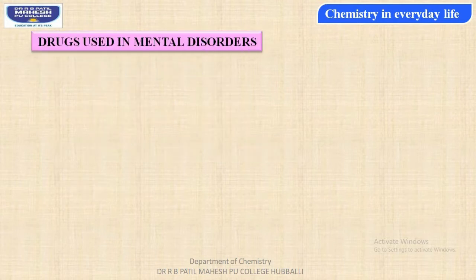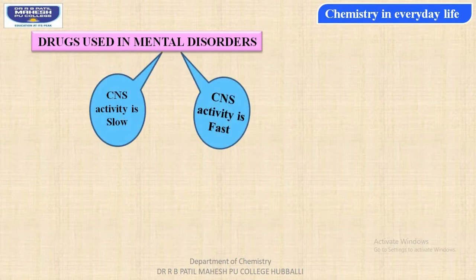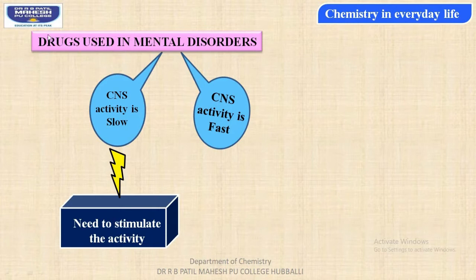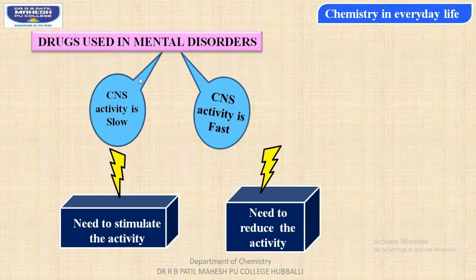Now students, let us study about drugs which are used in mental disorders, and in this case we are getting two possibilities. The first is central nervous system activity is very slow, whereas in the second case students, central nervous system activity is relatively fast. When CNS activity is slow, then we need to stimulate the activity by using the medicines, whereas if CNS activity is fast, then we need to reduce the activity by using the medicine.